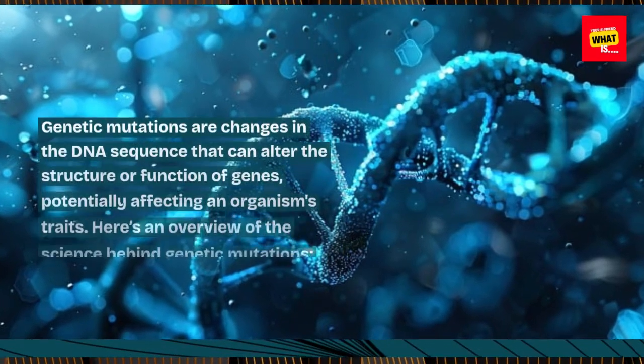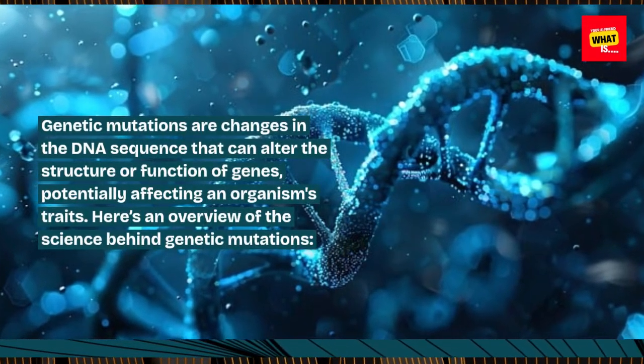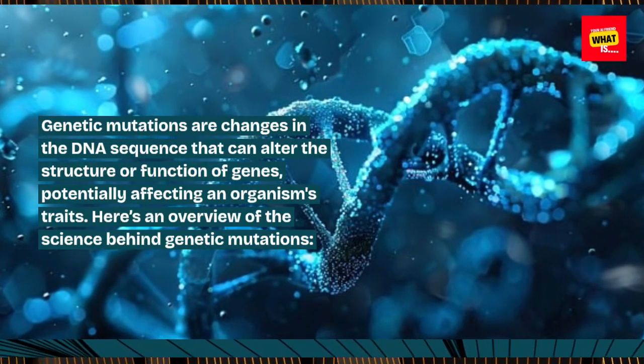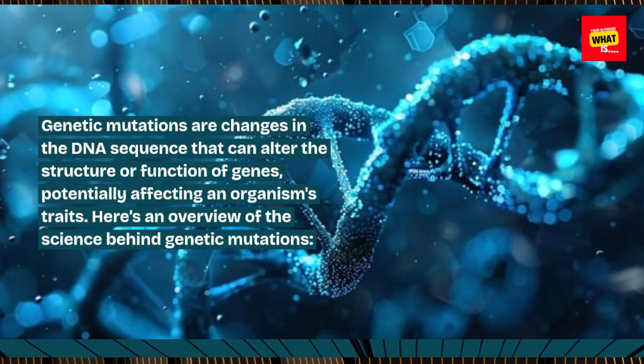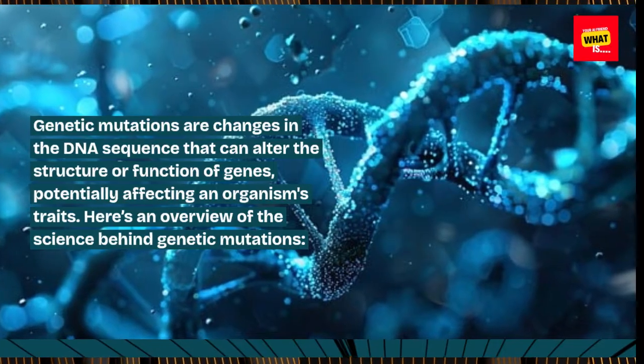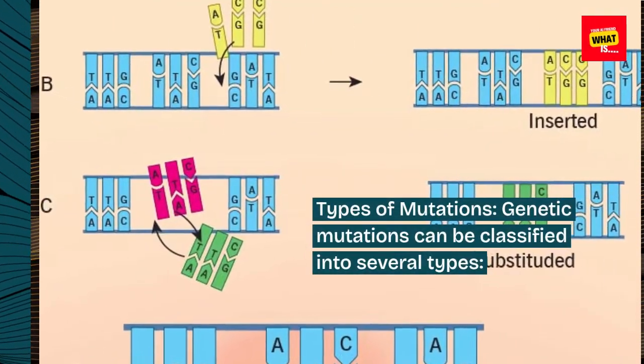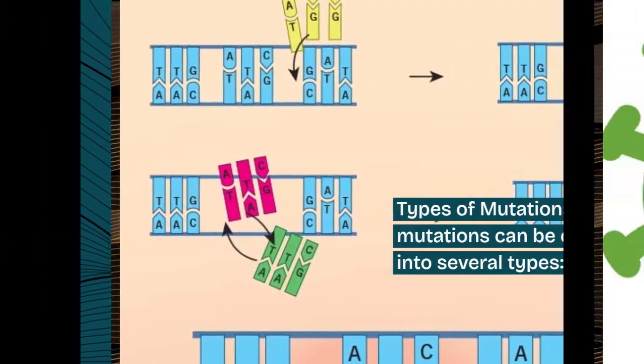Genetic mutations are changes in the DNA sequence that can alter the structure or function of genes, potentially affecting an organism's traits. Here's an overview of the science behind genetic mutations. Types of mutations. Genetic mutations can be classified into several types.